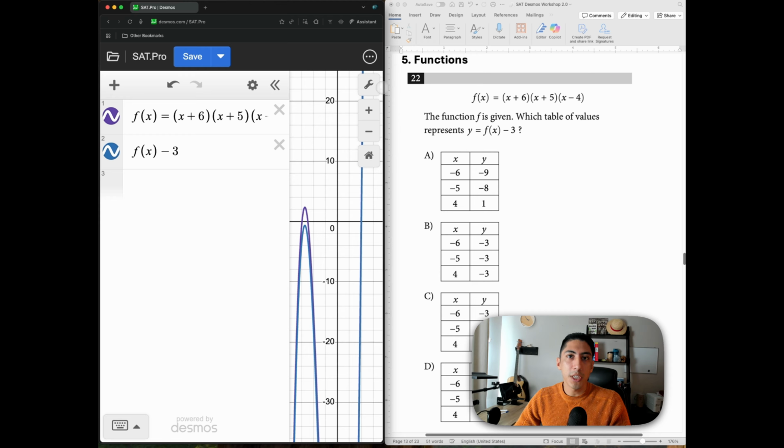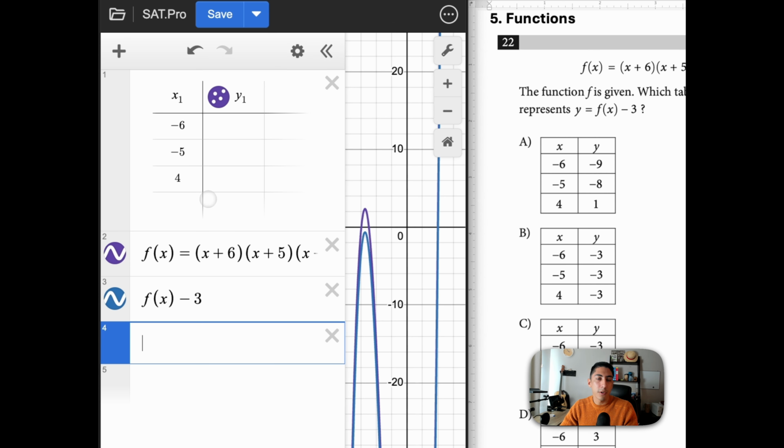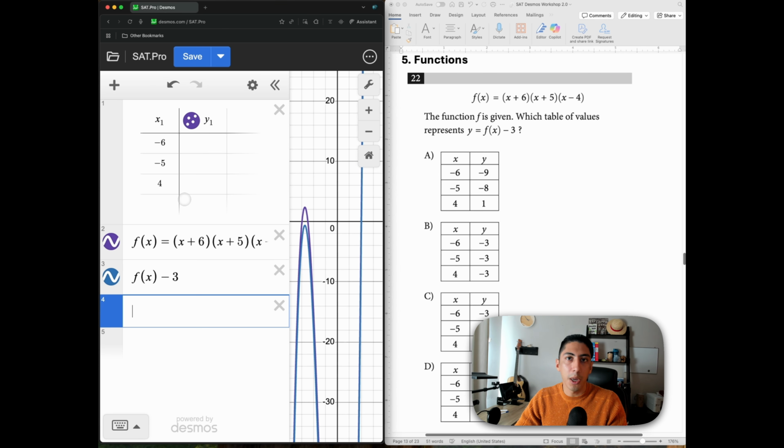Next, I'm just looking for which table matches. I can do this a few different ways, but just simple enough, if I want to, I can plug them all into a table. Of course, you can just put them in individually, no problem with that. But I can also just put them in like this. I see f of x sub 1, which is these values, minus 3, is just going to give me negative 3, negative 3, negative 3.